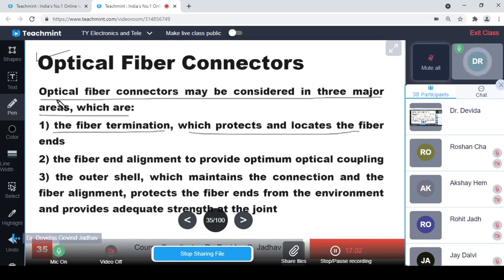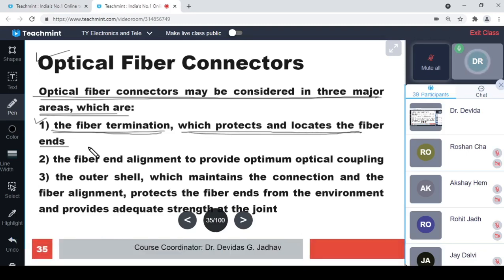So optical fiber connectors are considered in three major areas where the connectors are used. First is the fiber termination. Whenever the fiber termination is there, we have to terminate the fiber, which protects and locates the fiber ends. So fiber ends should not be degraded by having the openness at the terminal, so that it will be protected also with the fiber connectors. So connectors are used there.